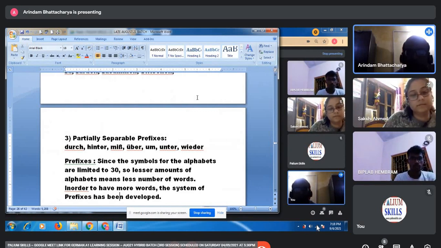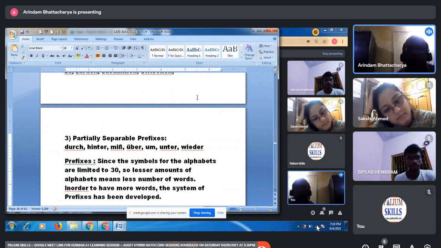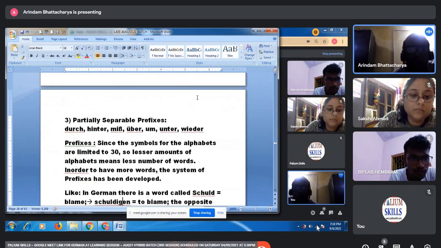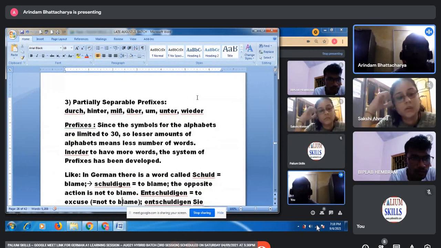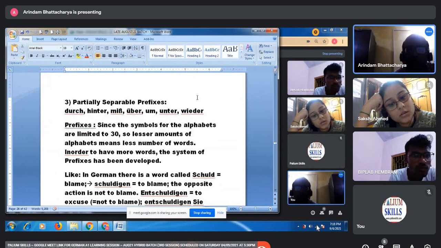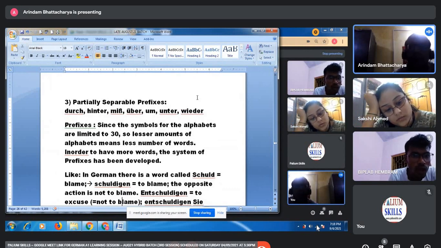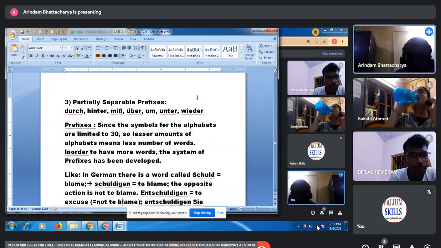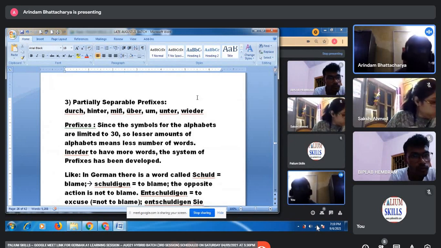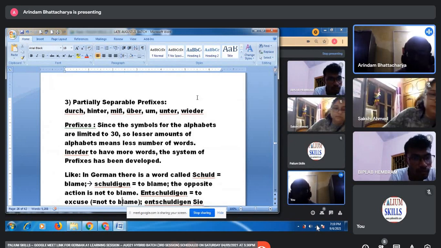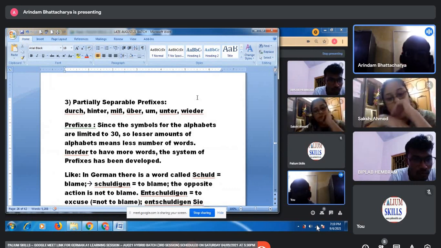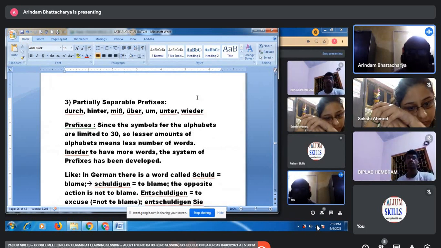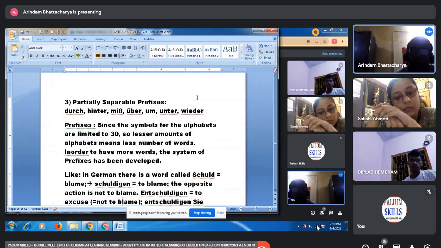Prefixes: since the symbols of the alphabet are limited to 30 or so, fewer letters means fewer words. In order to have more words, the system of prefixes has been developed. Like in German, there is a word called Schuld, blame. Schuldig means to be with blame. Beschuldigen means to blame somebody. The opposite action is not to blame. Entschuldigen, to excuse, not to blame.